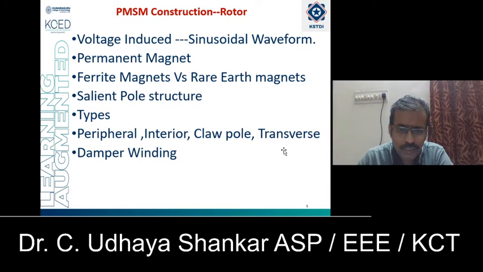Some of the rotors of permanent magnet synchronous motor have the magnets directly facing the air gap. And based on that, there are 4 types of rotor geometries in general. The first one is peripheral type, the second one is interior type, the third one is claw pole type, and the fourth one is transverse type.